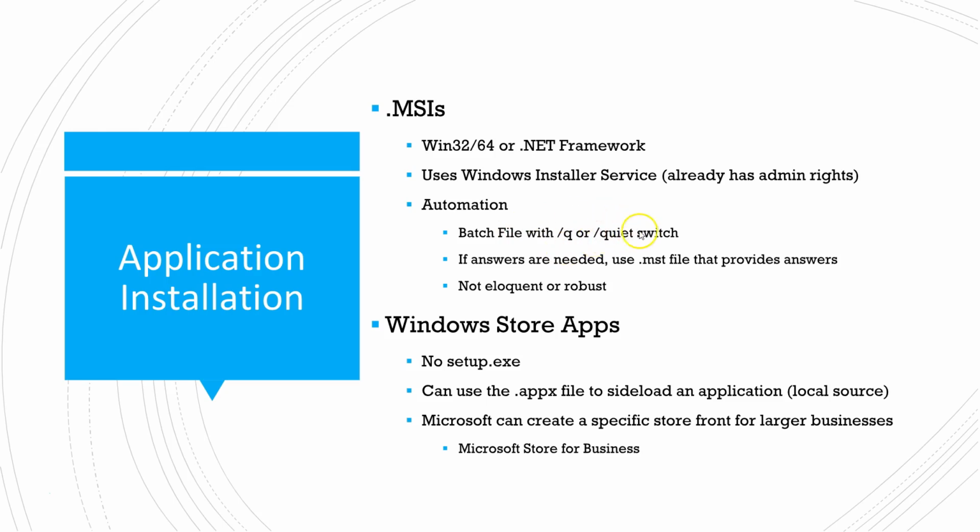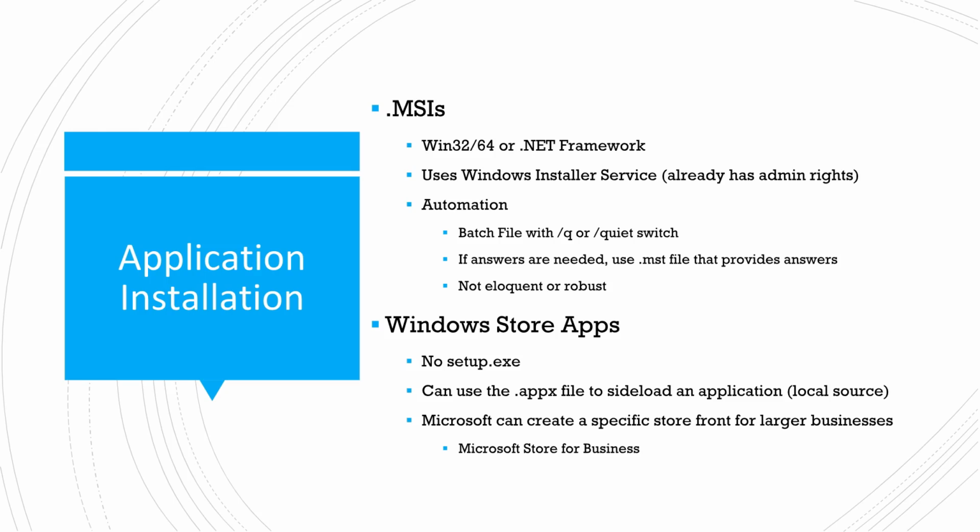Use the /q switch or the /quiet switch. If you need answers like region codes, that kind of thing, whatever software might need, file locations, installation locations, keyboard settings, anything like that, you can create a .mst file that provides answers. You just have to point to it when you execute Windows Installer. It's not elegant or robust, actually. It's a little bit tricky to work with, but it is the primary way we install programs in Windows nowadays.